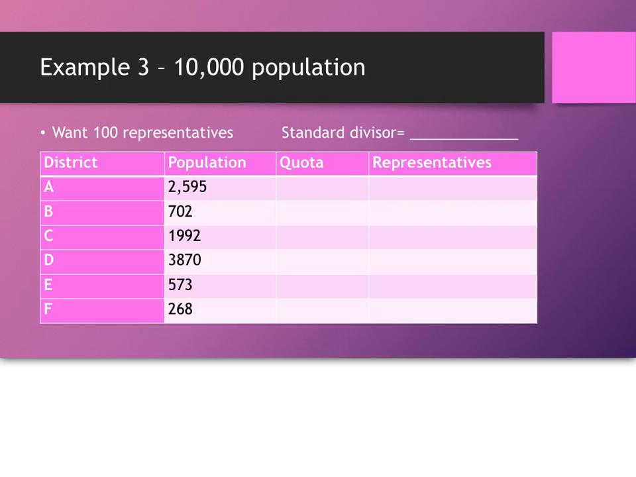Alright, so here's what I want. I want you to try example 3 on your own. In this case, the total population is 10,000 people, and we want 100 representatives. You can figure out what the standard divisor means, what the quota means, and then how many representatives each of the districts would get. In this case, there are 6 districts rather than 5 as in the previous. Pause the video, try this on your own, and then start playing the video in about 10 or 5 seconds. I'll start back up.